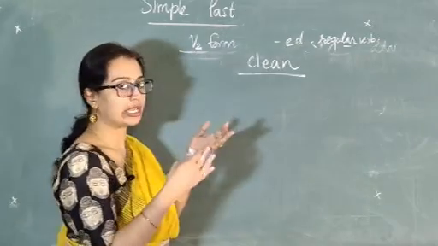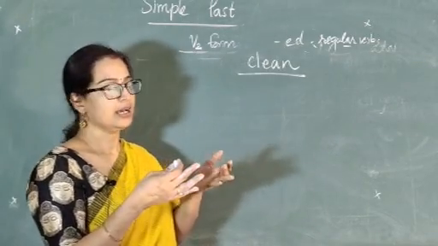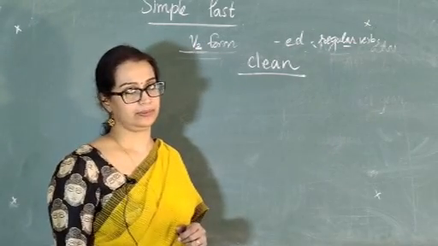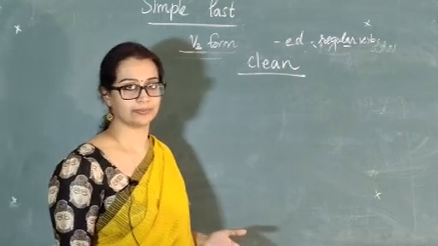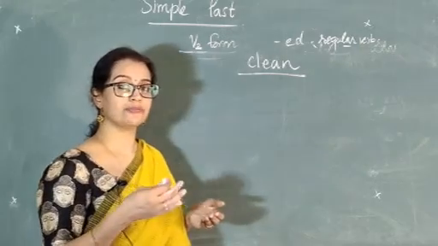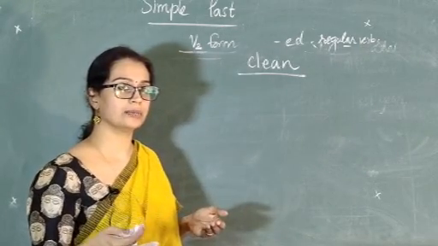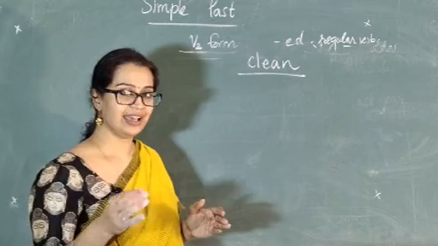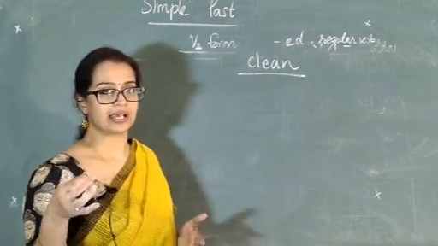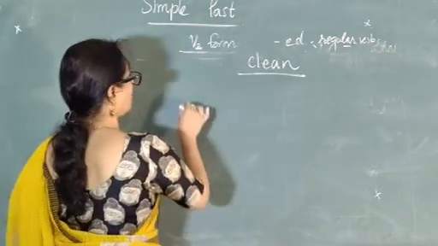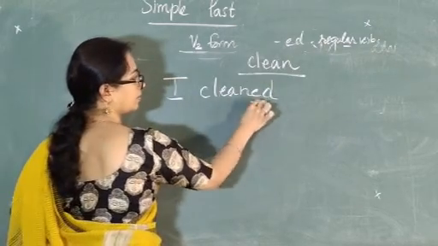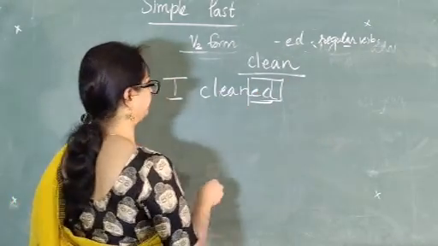Now we are going to change this into the past tense. Now let me ask you, is this verb a regular verb or an irregular verb? It is a regular verb, right? It is not an irregular verb. Let's see, how do we form the past tense for a regular verb? All we have to do is add an ed to it. Sometimes t. We add an ed or sometimes t to it. That's all. So I cleaned. All we did was adding an ed.